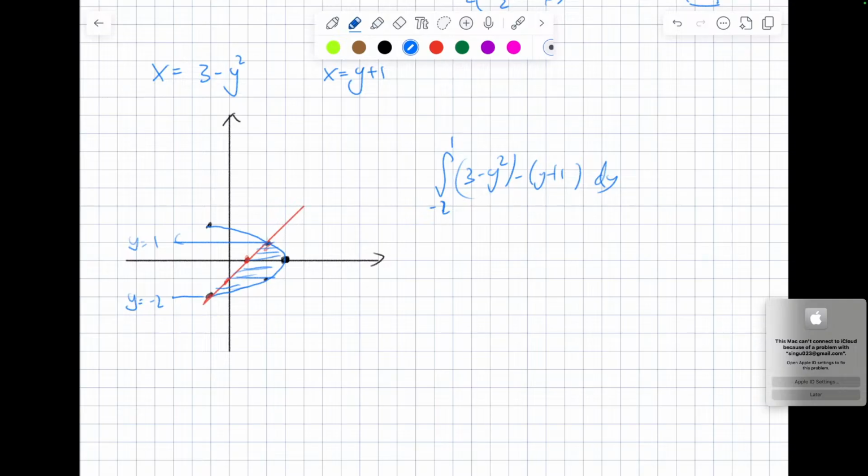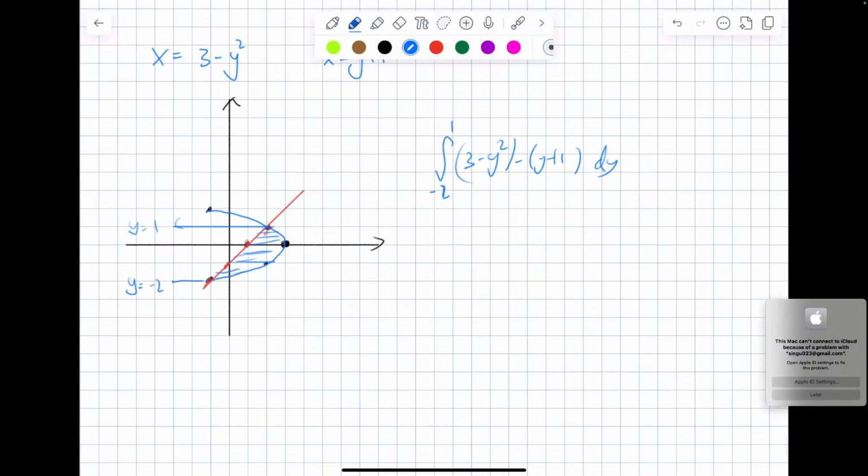Y plus 1. Now I'm going to distribute it. Now why is it -2 though? Remember, you're doing integration from this part all the way to here. In your homework, you had to do a two perspective. Well, I will talk about it in the homework in a second. So let's just say -2 to 1. 3 minus y squared minus y minus 1 because I distribute.